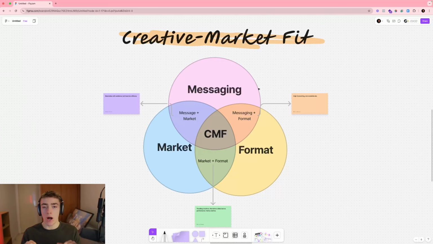So in this video, I wanted to break down what it will look like at different stages if you nail the market and the messaging, the market and the format, and the messaging and the format, and the best ways for you to think through this so you can nail the creative market fit and have all of these things at once.